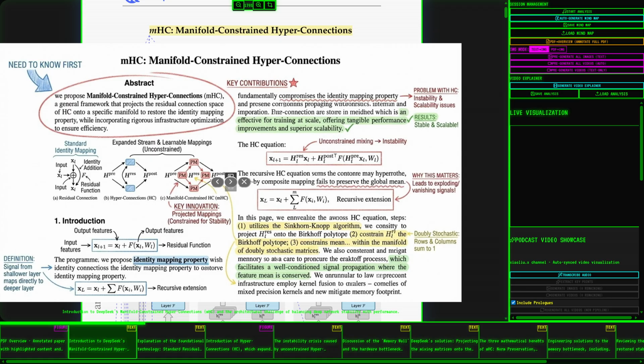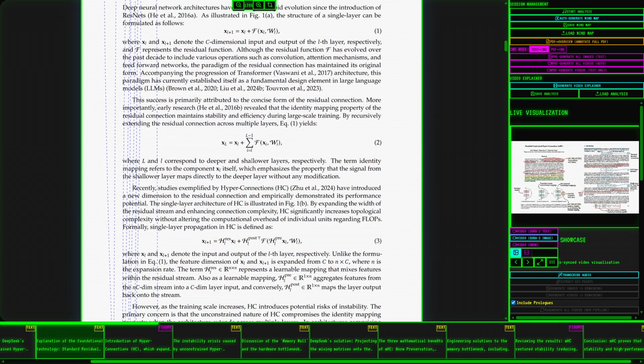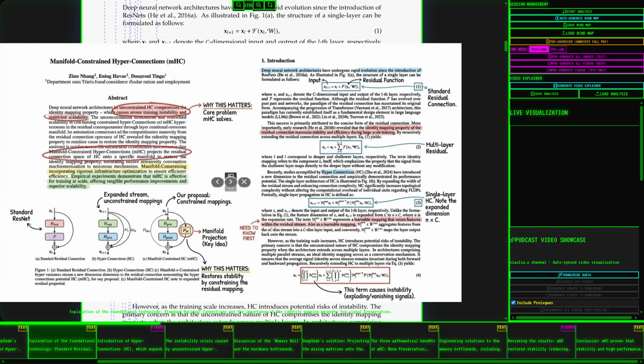There's always a but. To mix those 4 streams of information, they had to add something new. These learnable matrices, right? Yeah. The matrices? Yes. And that is exactly where it all went wrong. They added these matrices to control the mixing, but the design was totally unconstrained. And by unconstrained, you mean they lost the very identity mapping property that made everything stable in the first place. They lost it completely.